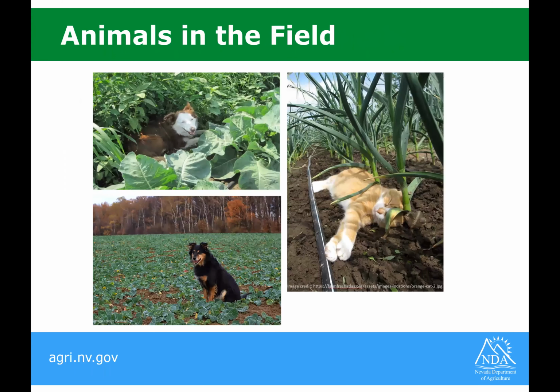And here's some pictures of animals in the field. You can see a cat laying in the dirt under the onions and a dog in a turnip field. So hopefully they're under strict supervision and not just free to their own devices there.